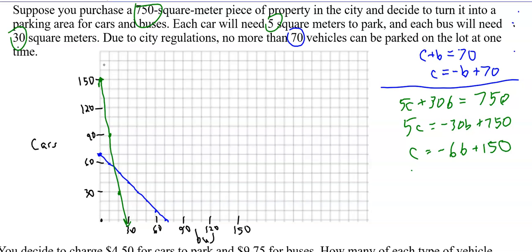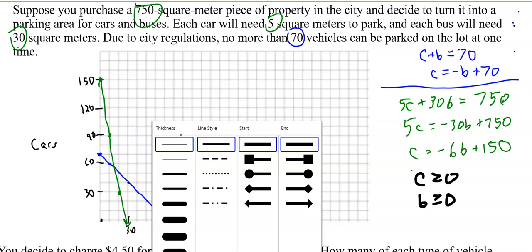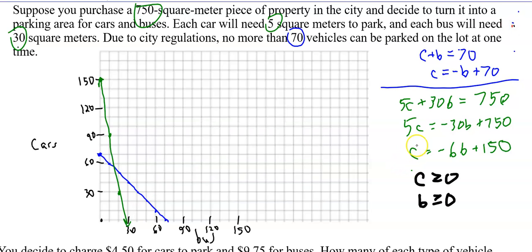Okay, so we have this feasible region. This feasible region is kind of implied in this, but I guess we could write them out. C, the number of cars, is greater than or equal to 0. The number of buses is greater than or equal to 0. In other words, everything in here is in the first quadrant. I only drew it in the first quadrant, so it's probably understood. But I think it'd be good to go ahead and label.